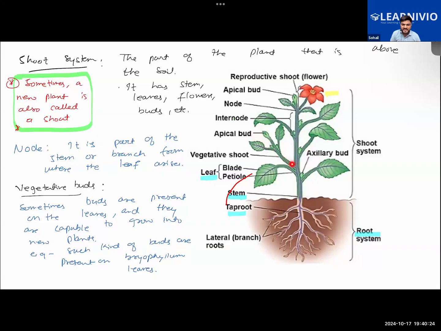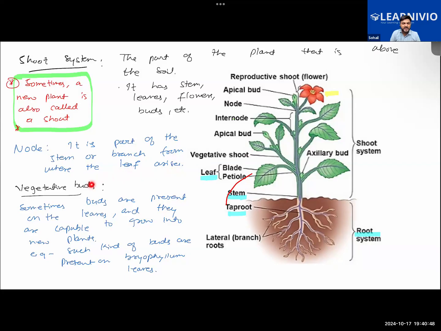And we learned about the axillary bud, which is present on both the sides of the stem, as you can see here. And from this, a new branch will be growing out from the side of the stem. Okay. Then we learned about node. So node was that part of the branch from where the leaf will be arising.